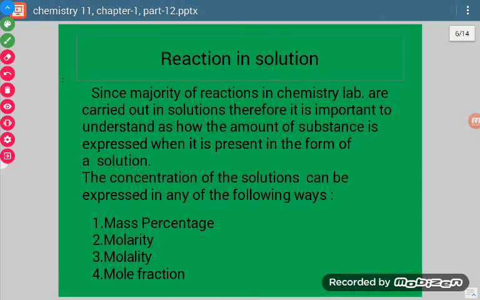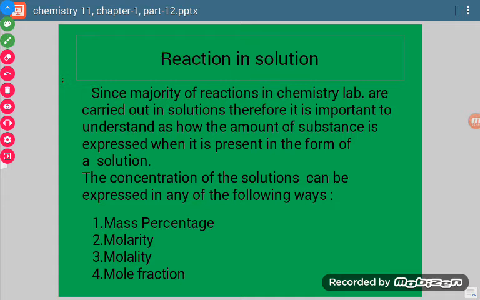Now reactions in solution. Here we calculate the mass percentage, molality, and mole fraction. These are all called concentration determining terms. We can determine the concentration of a solution by using mass percentage, molality or mole fraction.